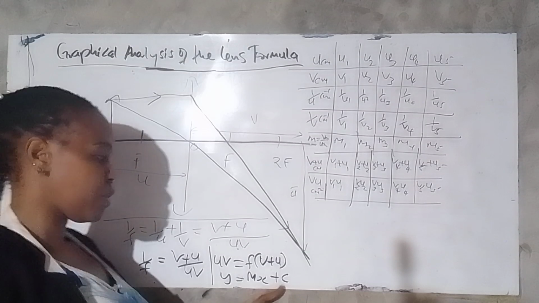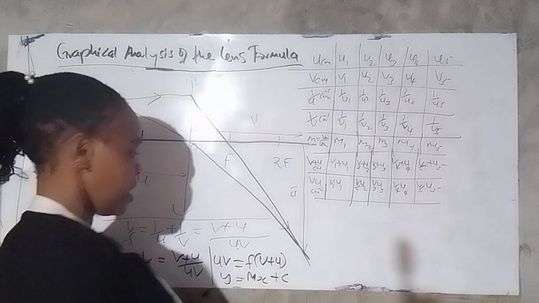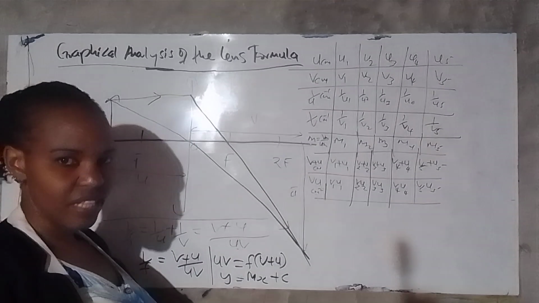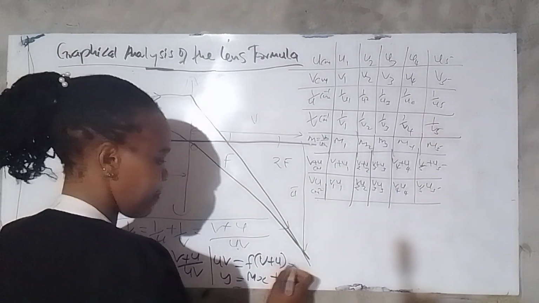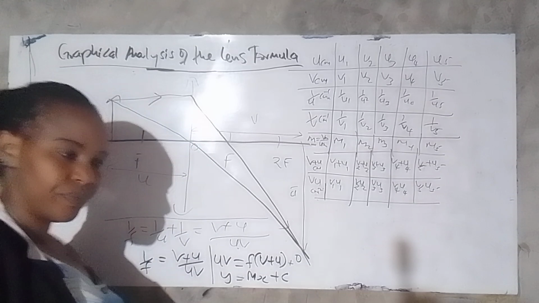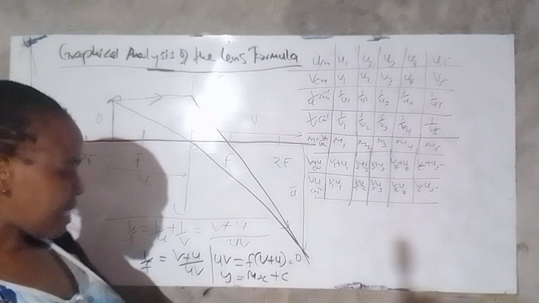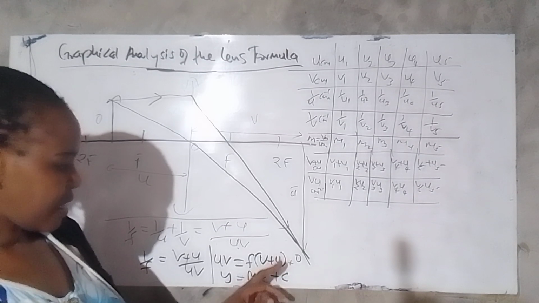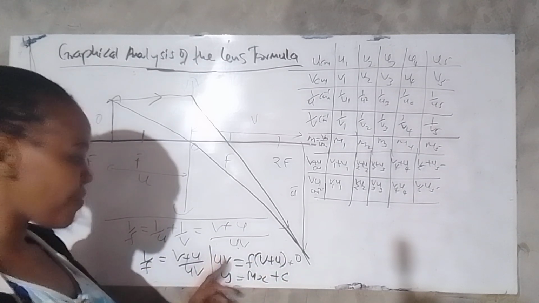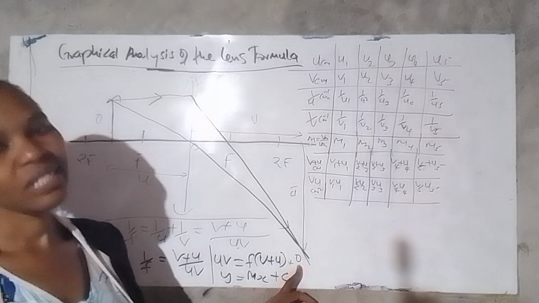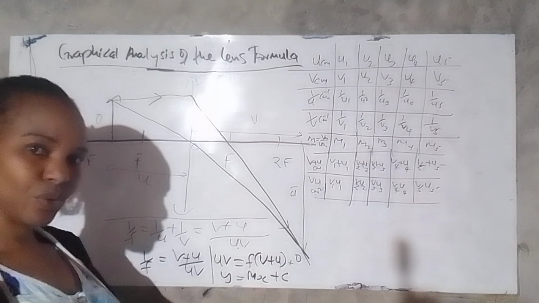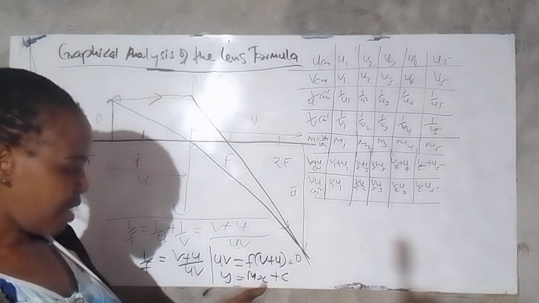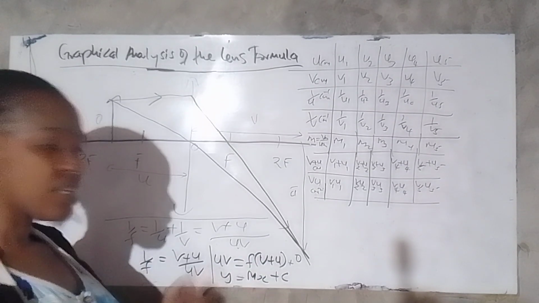Then what about c, the y-intercept? If I look, there's nothing here. But saying there's nothing does not mean that there's nothing. There is something, but that thing is 0. So the intercept where the straight line cuts the UV axis is at the origin, 0, 0. It is there, but it is 0. So c is 0, m is F, x is V plus U, and y is UV.